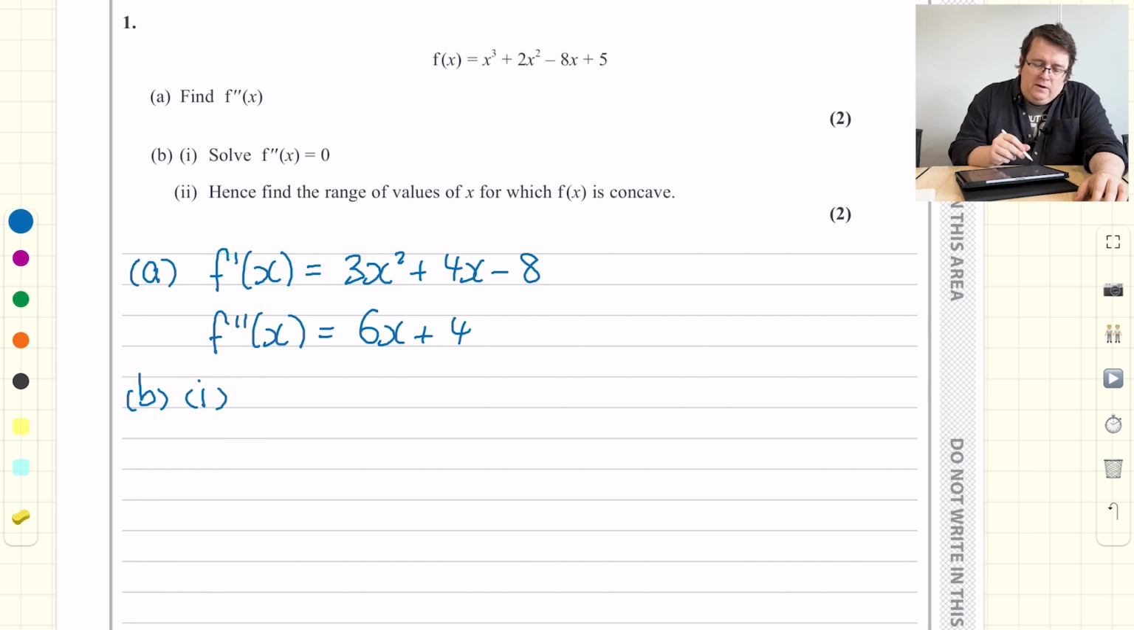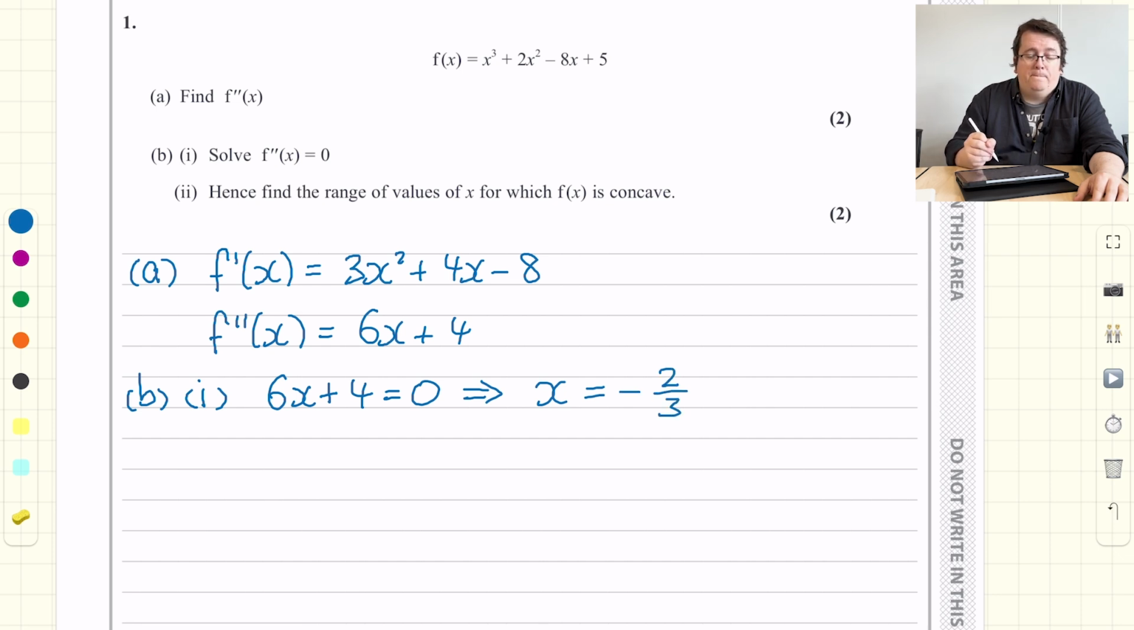So B part 1, solve f double prime of x is equal to 0. So 6x plus 4 is equal to 0. Subtract 4 from both sides, divide through by 6. We're going to get minus 4/6 or minus 2/3.